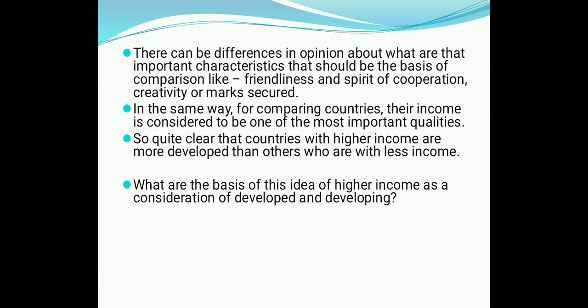There can be differences in opinion about what are the important characteristics that should be the basis of comparison, like friendliness and spirit of cooperation. If we try to find an all-rounder, we can look for these qualities also: how friendly he is, how cooperative he is, or how creative, talented or intelligent he is. So there may be different criteria to decide an all-rounder person or to decide a particular person.